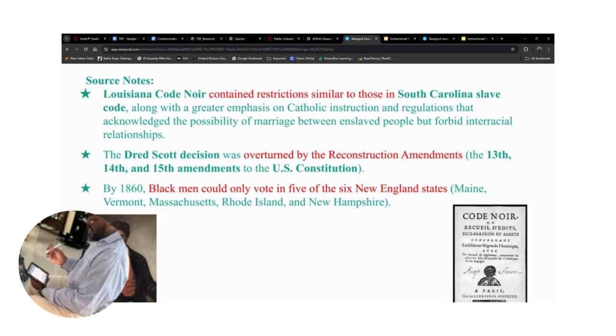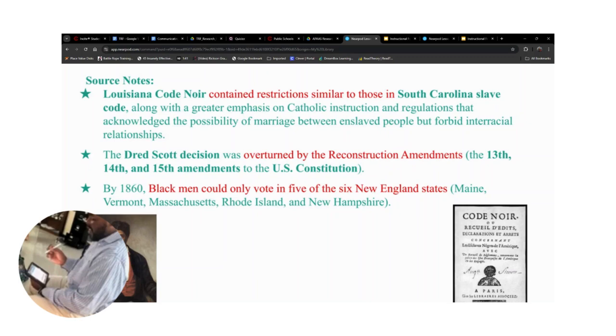And regulations that acknowledge the possibility of marriage between enslaved people, but forbid interracial relationships. Is that clear there? Yeah. You can marry each other, unless you try to marry someone outside your race. This idea of interracial marriage is still fairly new, like the 70s new, okay? It's a new situation. It was condemned.